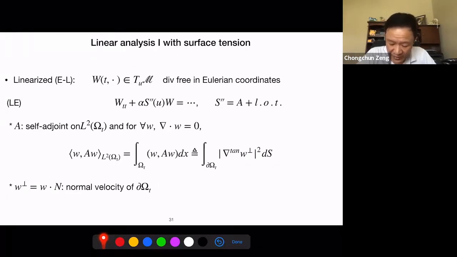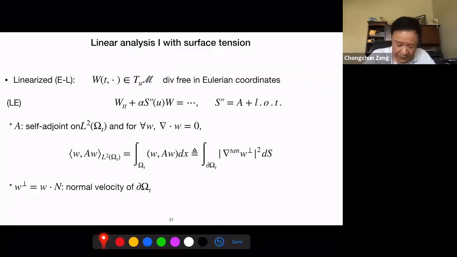analysis. So with surface tension, let's linearize the Euler equation and look at the solution, which is the linearized solution in the Lagrangian formulation. Formally, it should be a tangent vector field. It's a variational vector field. It should be a tangent vector field. So that means it's divergence free in the Eulerian coordinate when it's tangent to the configuration manifold. Then it's divergence free in the Eulerian coordinate after you compose with U inverse.